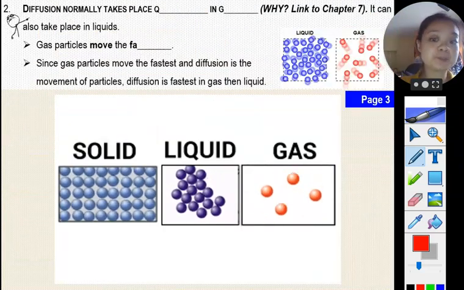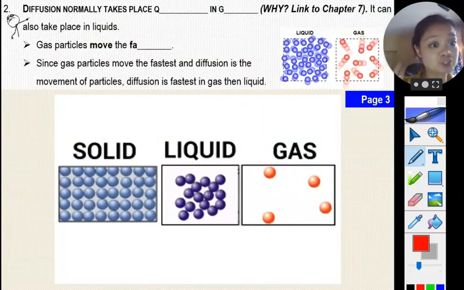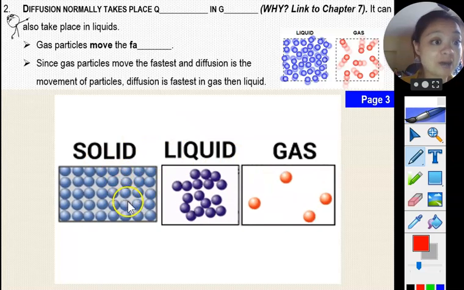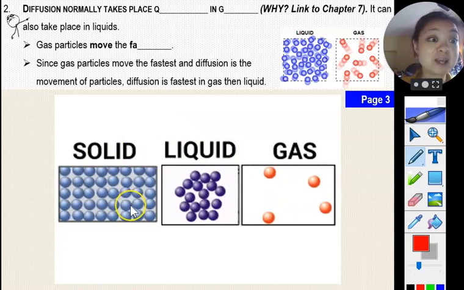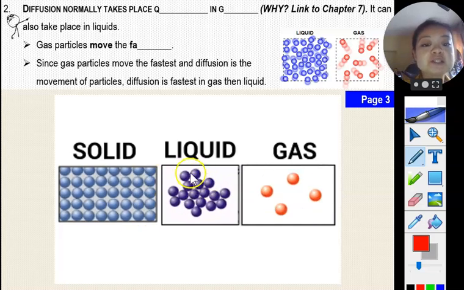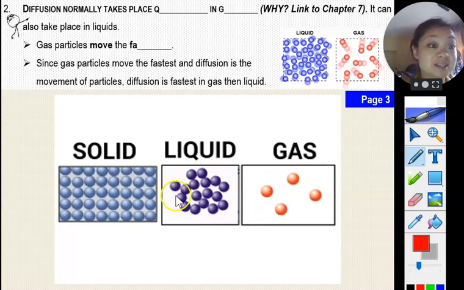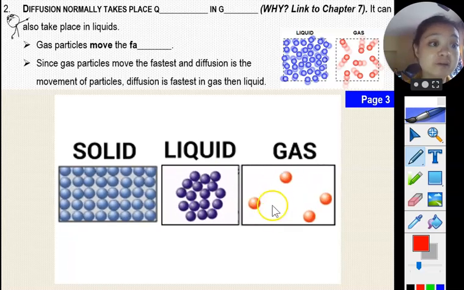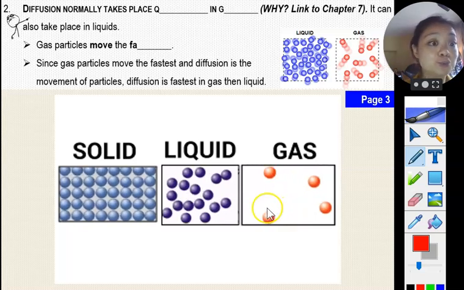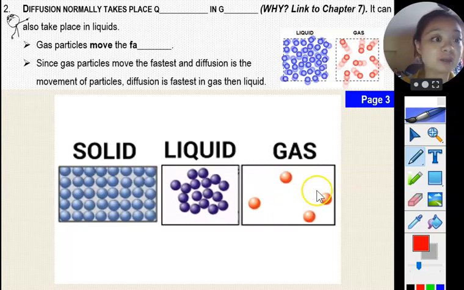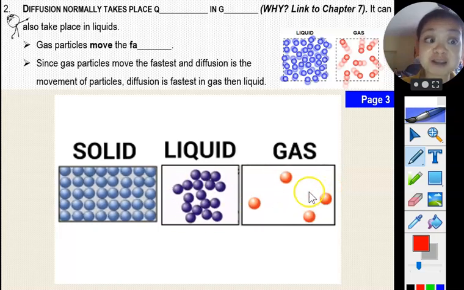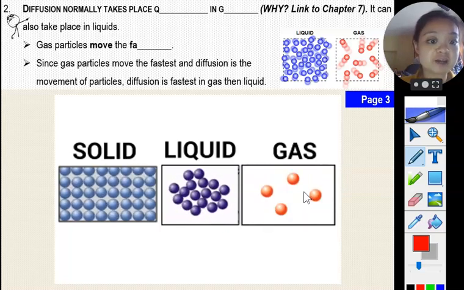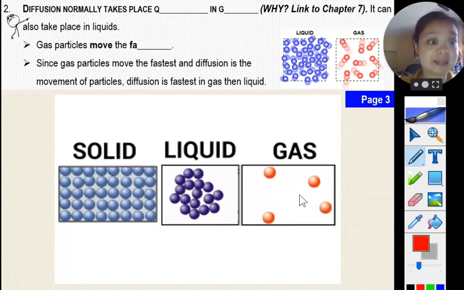Now, the second principle, which we will talk about, is related to chapter 7. I just want you to look at this animation over here. Now compare, the solid particles are moving, but look at the way they are moving. They are vibrating about their fixed position. Whereas the liquid particles seem to be moving as a cluster, but they have more freedom. But look at gas. It seems to be moving randomly and very quickly. So if I were to ask you to compare, in which particles do you think diffusion will occur the fastest? Remember, diffusion is movement. Which of the particles here seem to be moving faster? And I believe your answer will be gas.